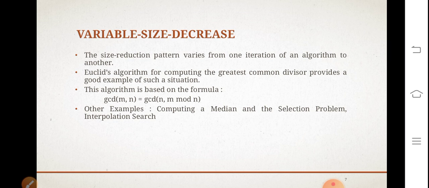Then what is variable size decrease? The size reduction pattern varies from one iteration of an algorithm to another. Euclid's algorithm for computing the greatest common divisor provides a good example of such a situation. This algorithm is based on the formula GCD of m comma n equals GCD of n comma m mod n. Other examples are computing a median, the selection problem, and interpolation search.